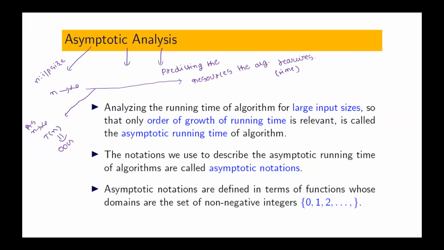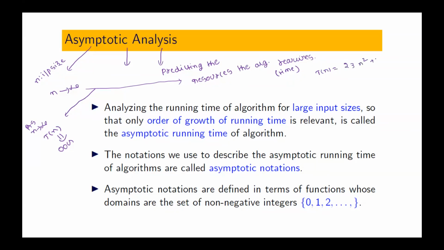Okay, no other constant, and which contains only one term. That is called order of growth. And this way of analyzing is called asymptotic analysis of algorithms.